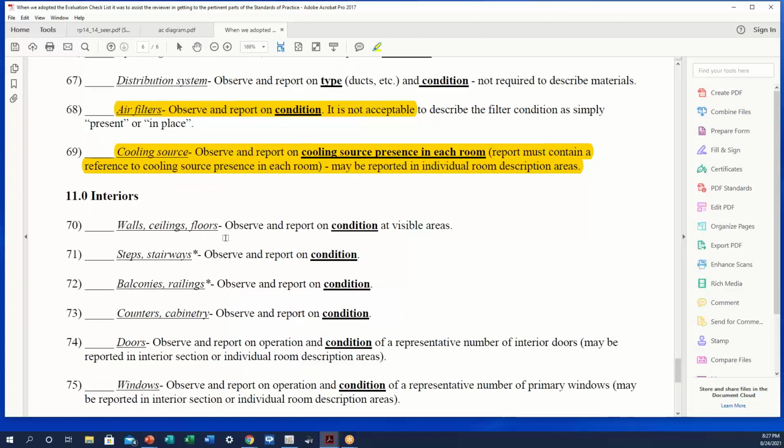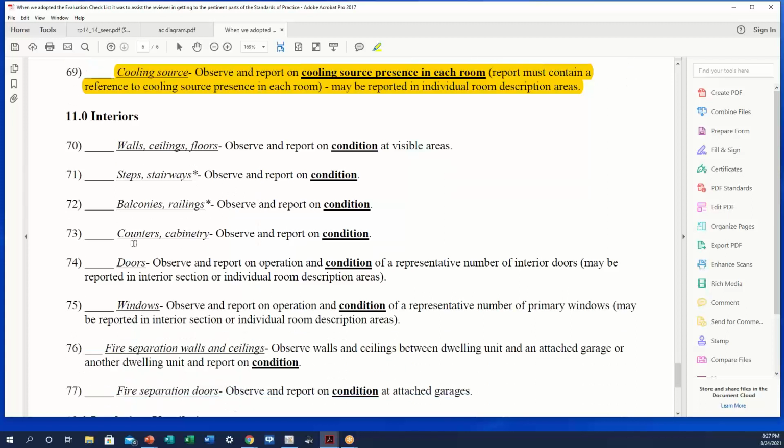So walls, ceilings and floors, steps and stairways, balconies and railings, on interiors. So you can decide, do you want to have it for both interior and exterior? It's up to you. Asterisk means I don't have to report on it. Counters and cabinetry, observe and report a condition. I didn't realize we had to report on the condition of that, but it says it right there. So I just say the counters and the cabinets.